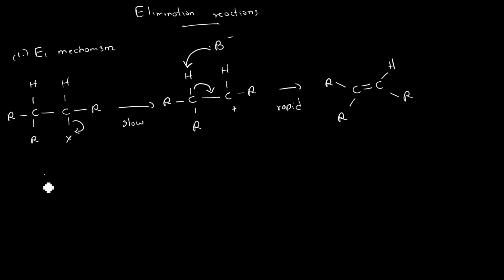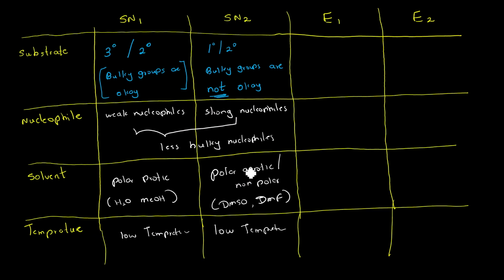If I write the rate expression, you can say k, and there is only one component here, which is the substrate. Just like the SN1 mechanism, right? So here you have the substrate. Now if I talk about those 4 points we have, which are substrate, nucleophile, solvent, and temperature.